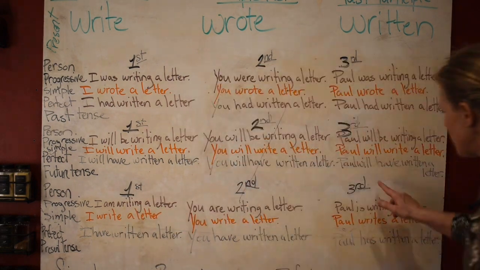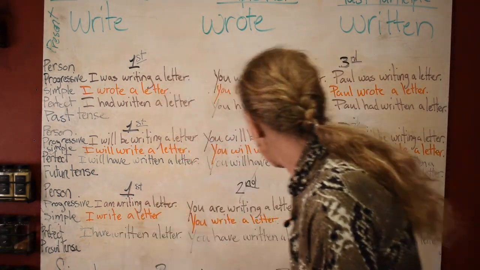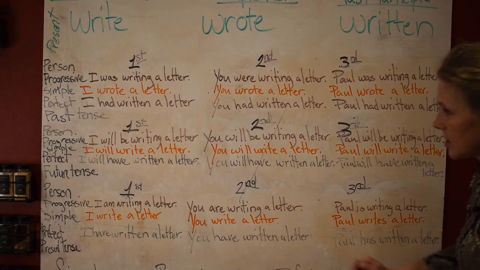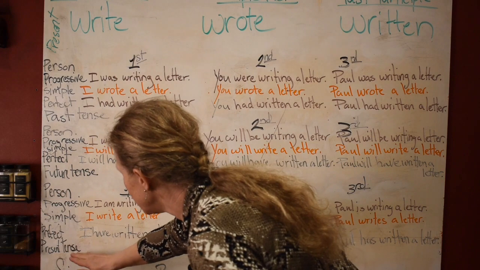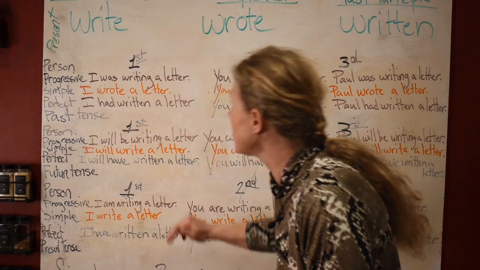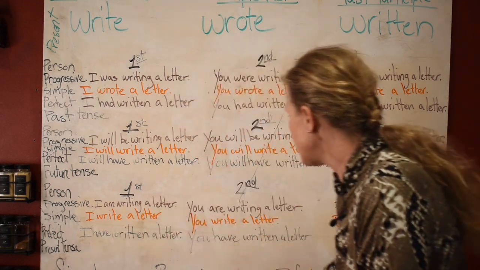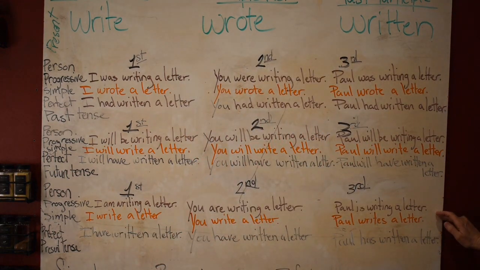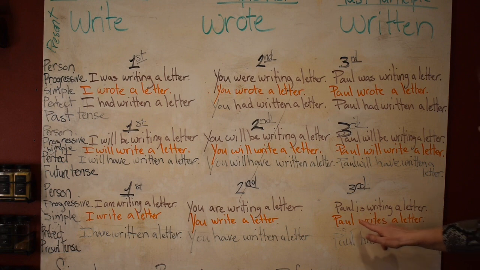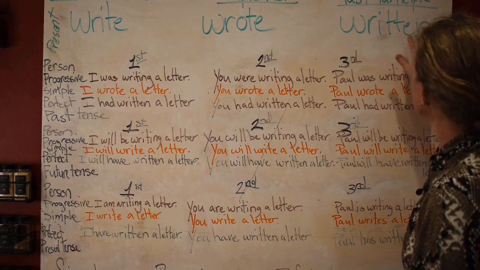First person is am, third person is, when it's in the progressive tense. That's what you have to use when you are in the present tense. Now simple is I write a letter. Boom. That's the simple tense. I write a letter. You write a letter. Paul writes a letter. Now look what happened here. This conjugated, and we're making it sound better by adding the S on there. He writes a letter.